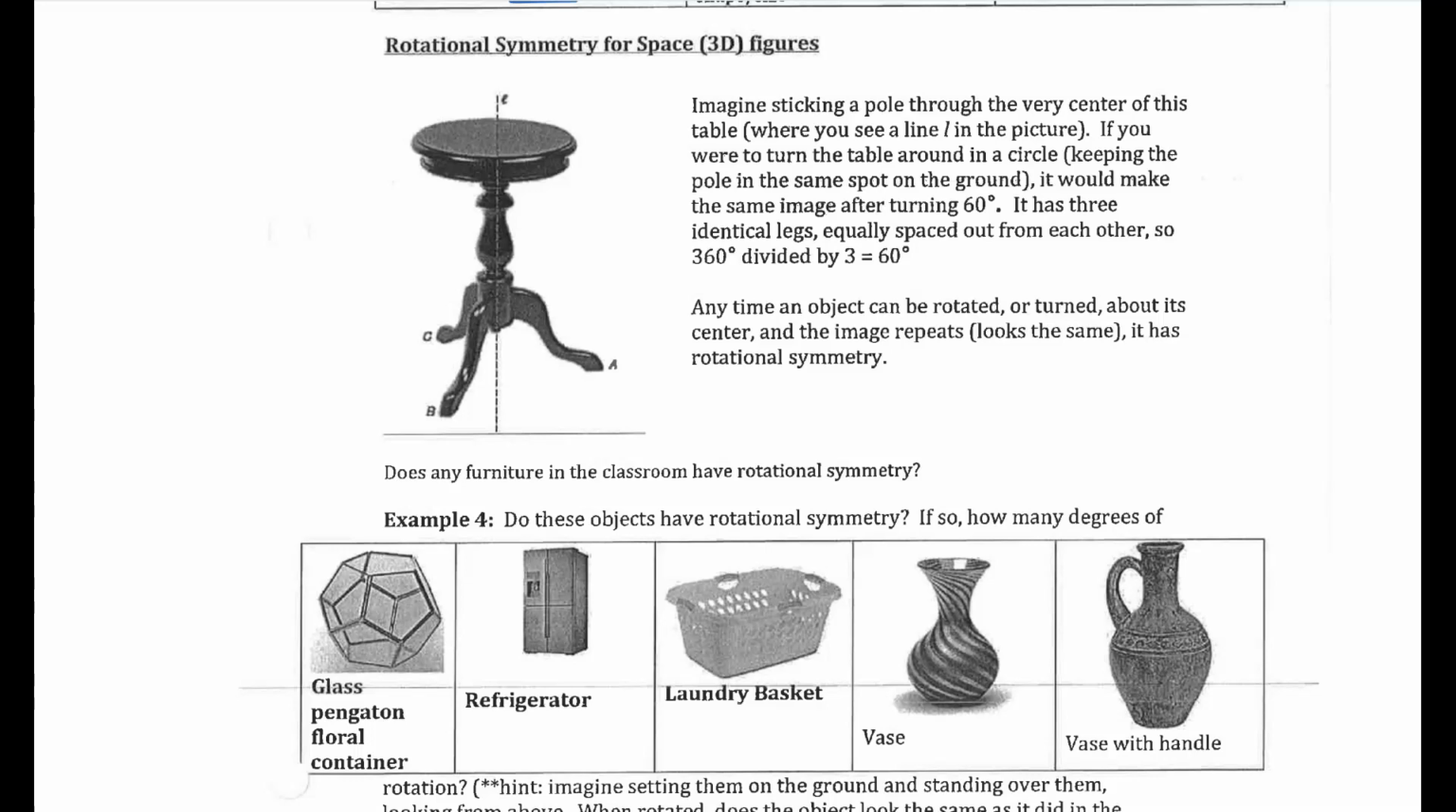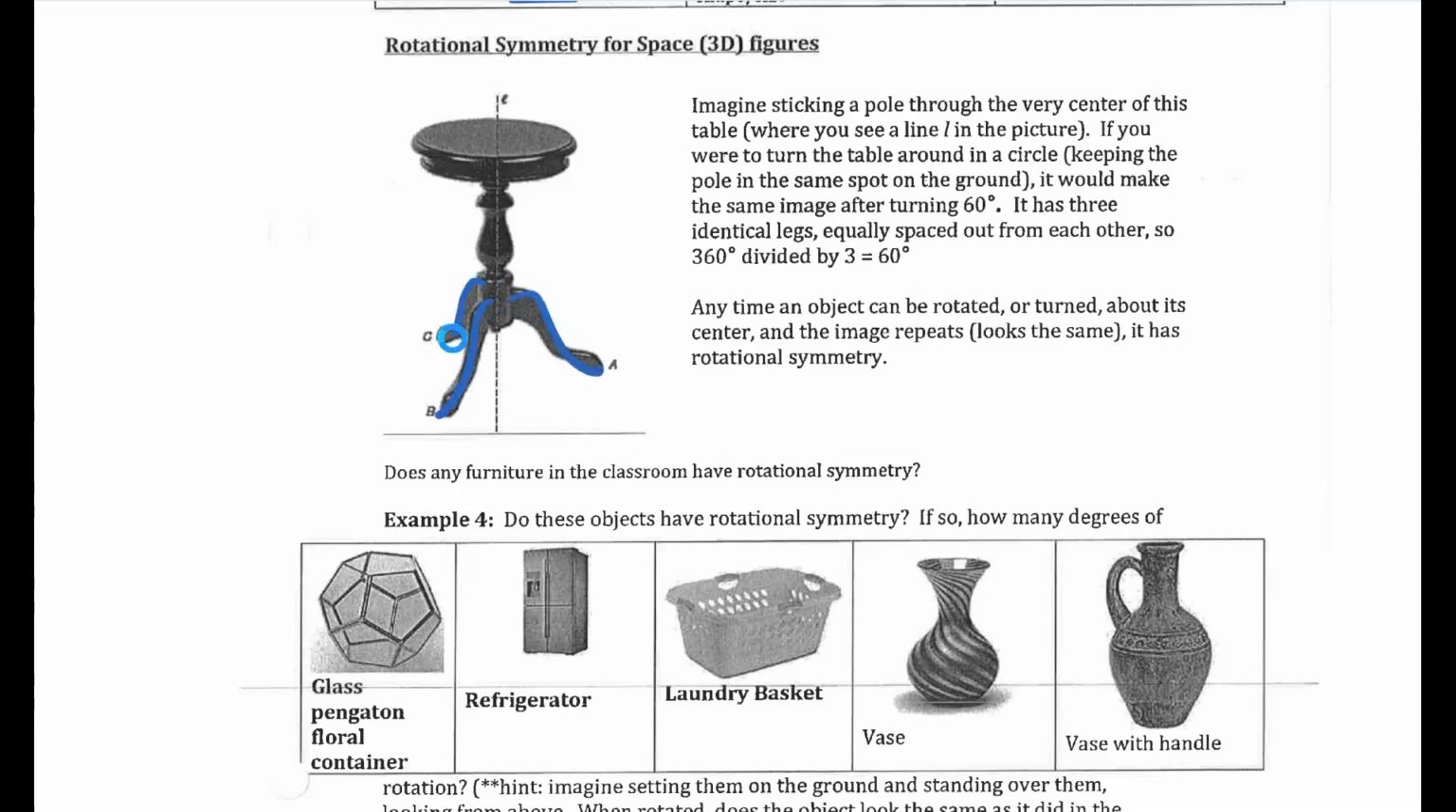As you're rotating this table, does it ever meet its original shape before you end up turning it a full 360 degrees? And you could almost imagine sticking a pole through the very center where you see this line L, and that's where you're going to rotate it around, that invisible pole. And so this one, the top is a circle, so a circle has infinitely many ways you could rotate it. It always looks the same, but this, you've got to pay close attention.